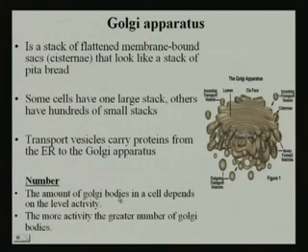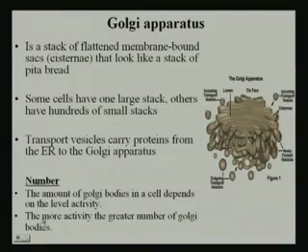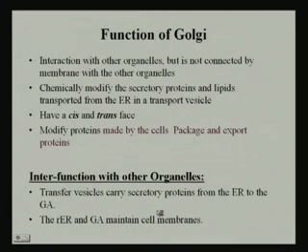Now, the number of Golgi bodies in a cell depends upon the level of its activity, that means how efficiently a cell is performing its activity. The more activity, the greater the number of Golgi bodies. So, the more active the cell, the more Golgi complexes. If we see the function of Golgi bodies, it interacts with other organelles, but is not connected by a membrane with the other organelles.